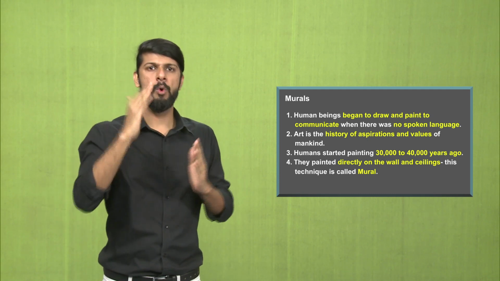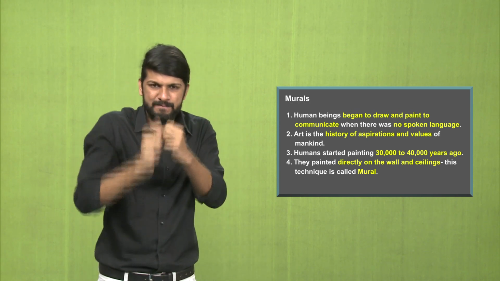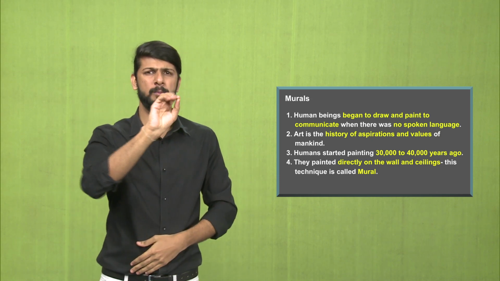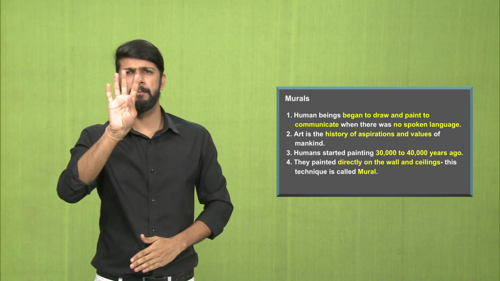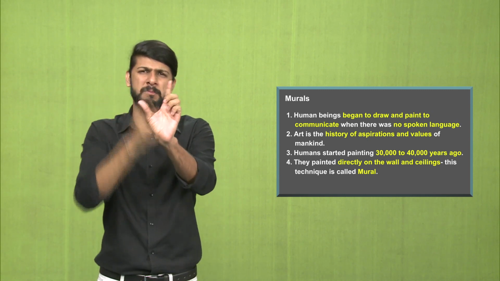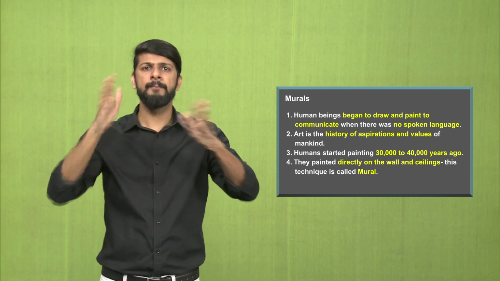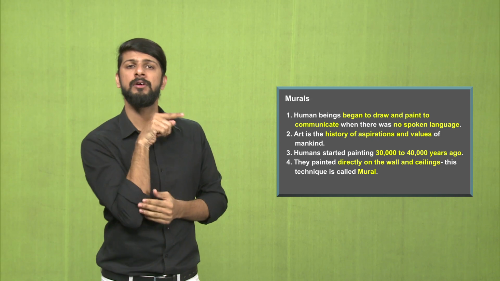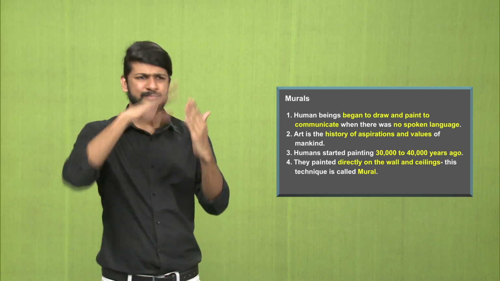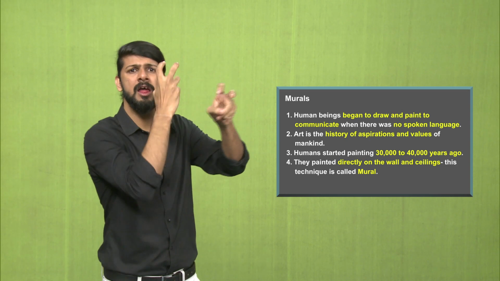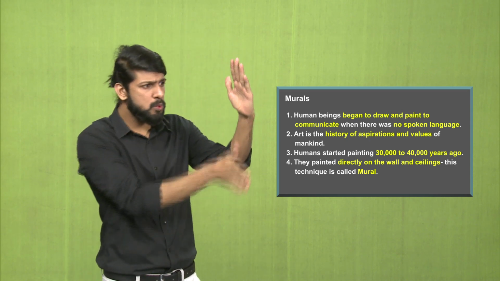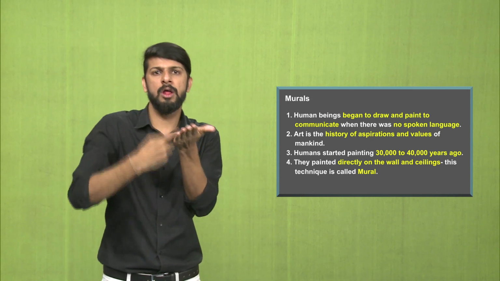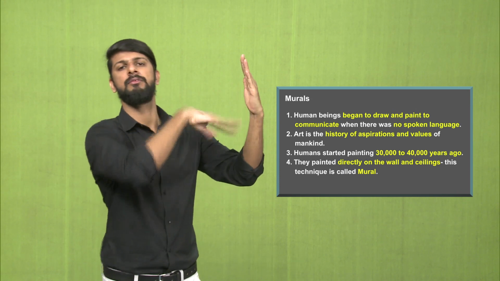Humans, including the prehistoric early humans, started painting about 30 to 40,000 years ago, and during that time the inhabitants painted directly on the walls and ceilings of the places they used to live, like the caves, and this technique is called murals.